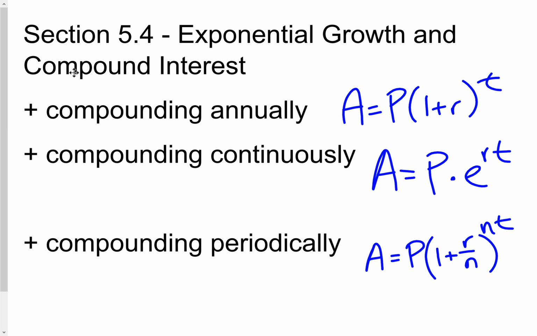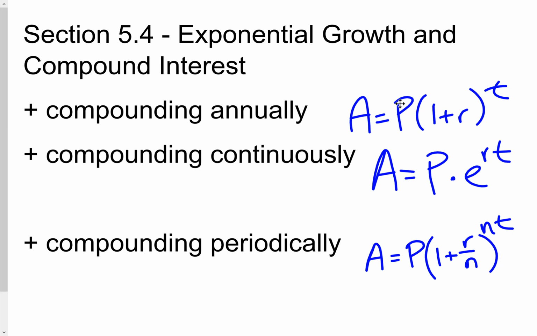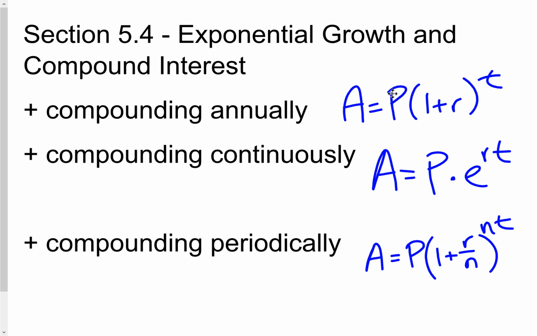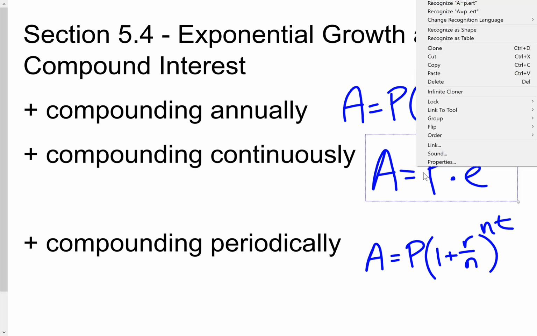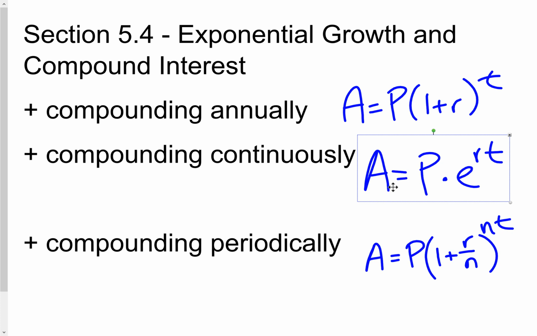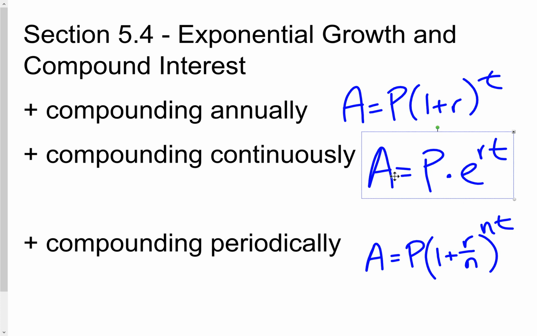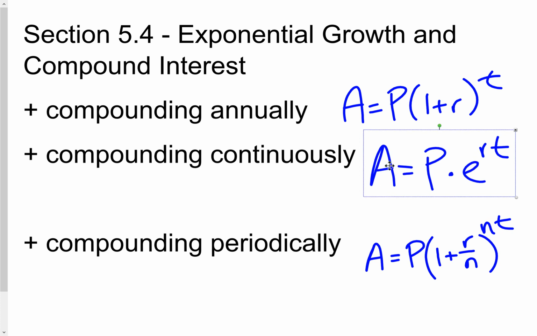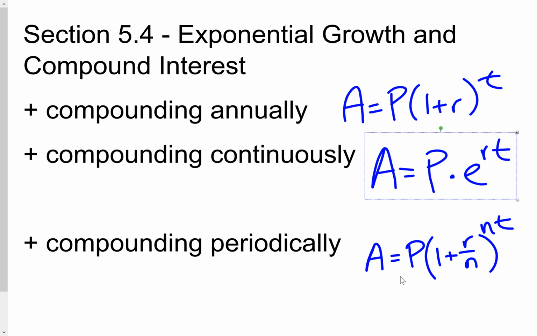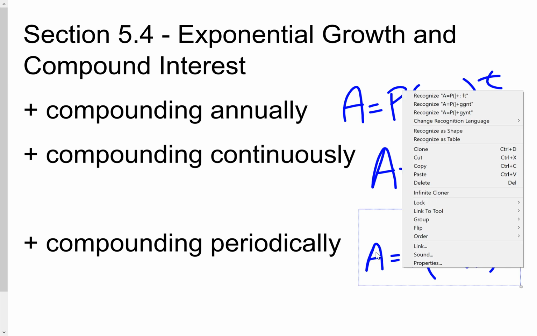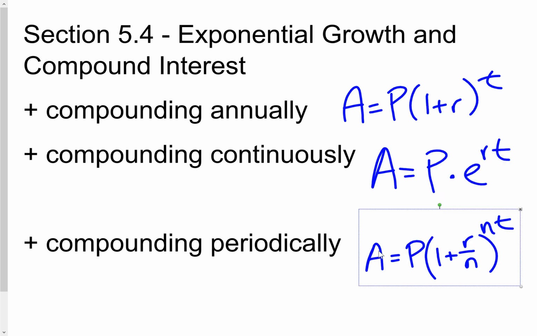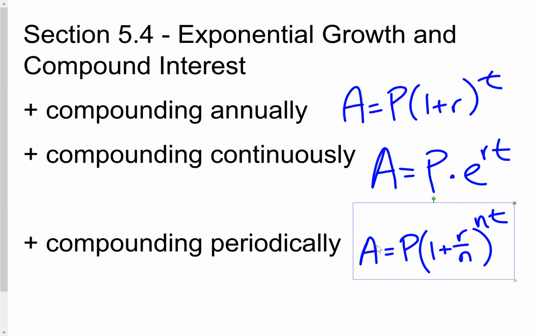So compounding annually: you put in your money and it earns interest every year. That's an equation that we've already worked with. Compounding continuously: you have your money invested and it continuously, every millisecond, is growing, earning interest. That's also an equation we've already used, but here is our new equation, compounding periodically. So this is the one new equation that we got to talk about and learn today. So let's go through some examples.